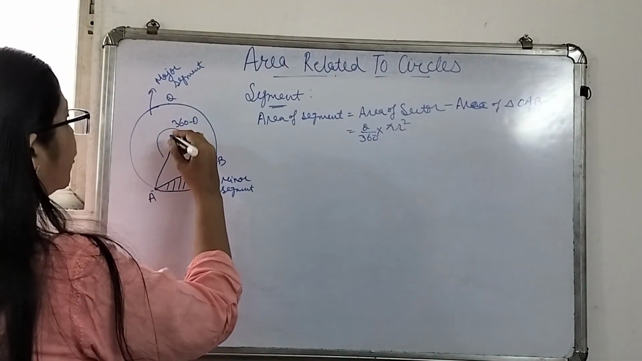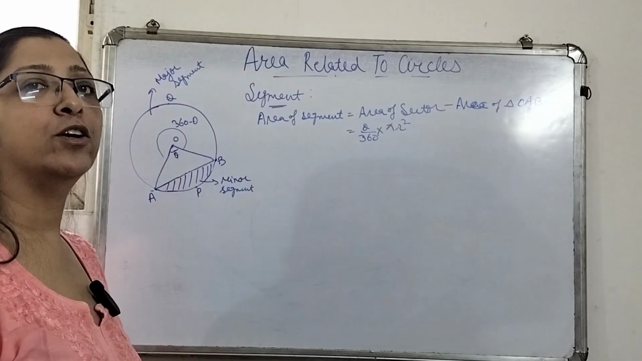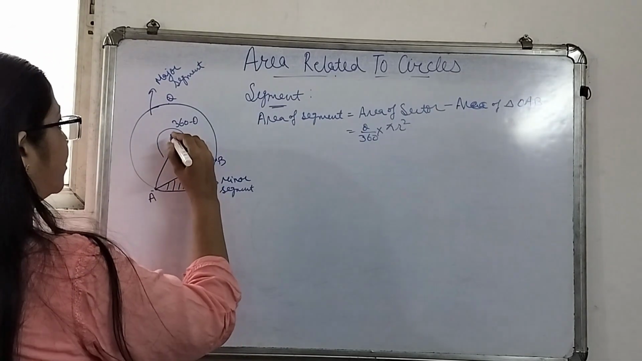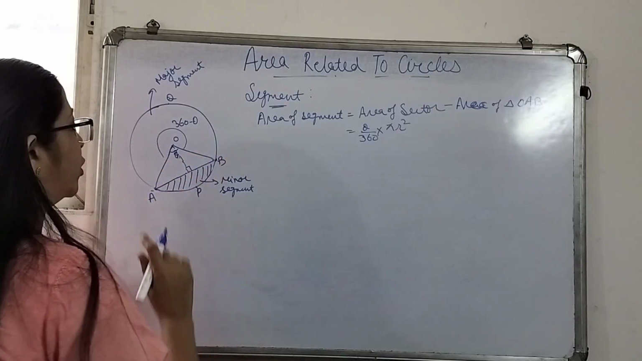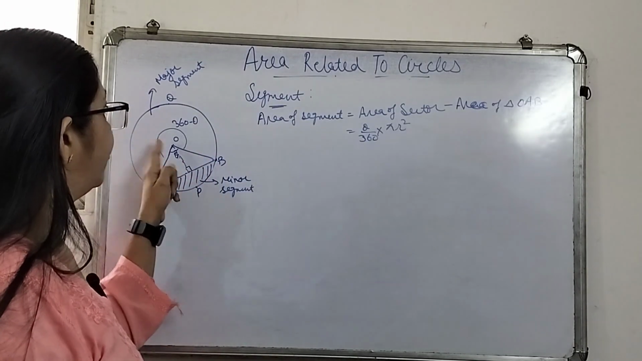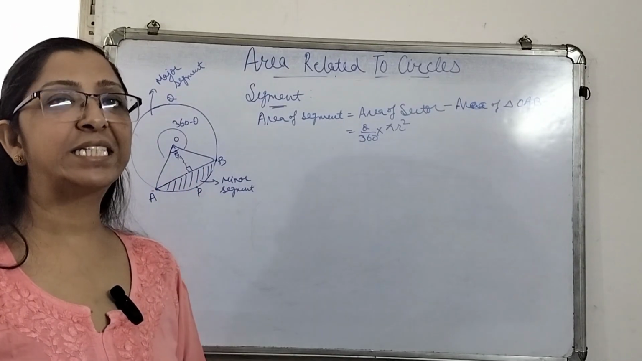Let's see. From the center of the circle, suppose we draw a perpendicular on the chord AB. We know that if from the center we draw a perpendicular on the chord, it bisects the chord.